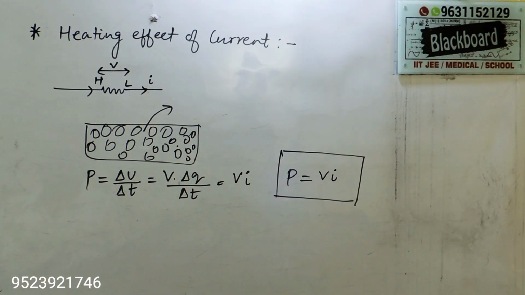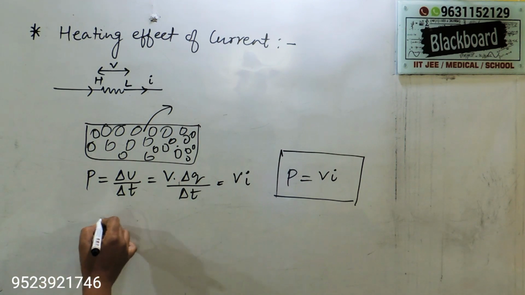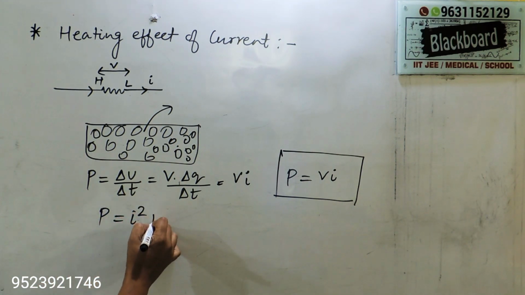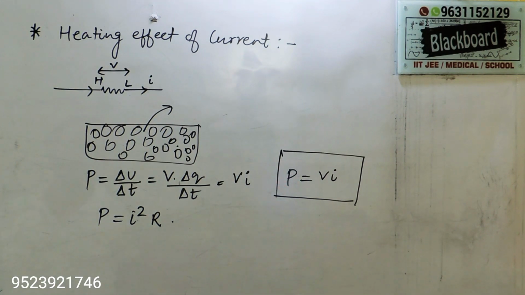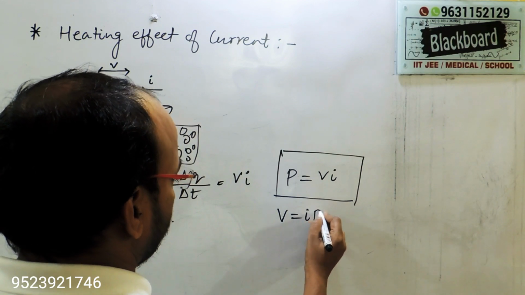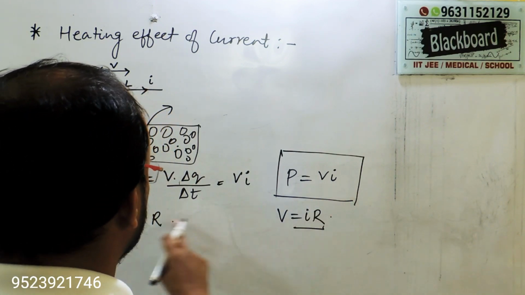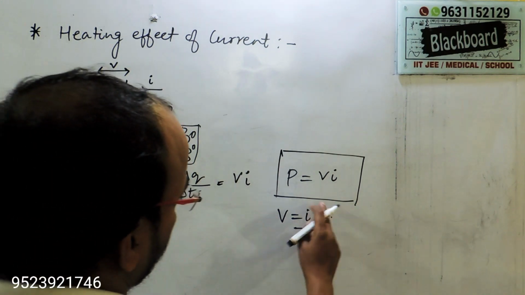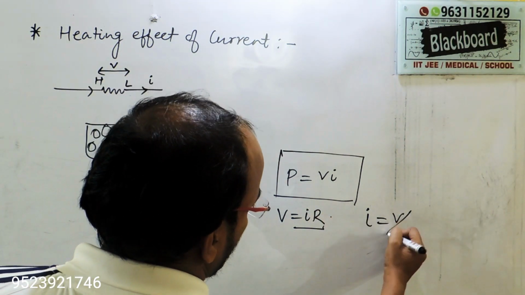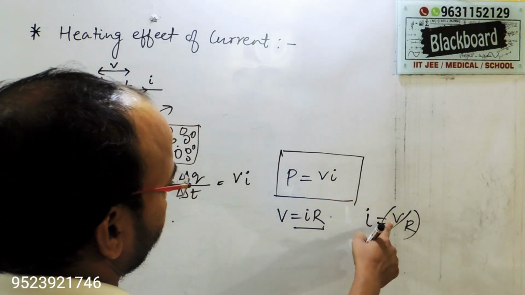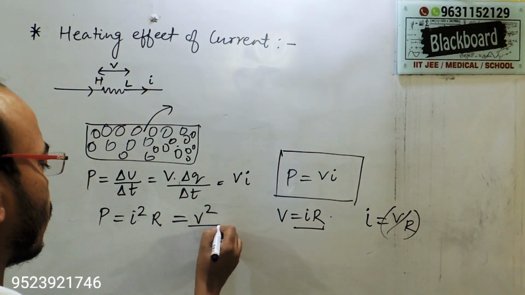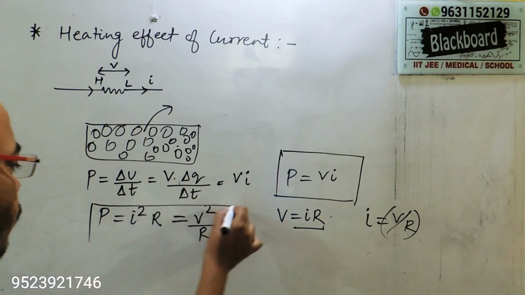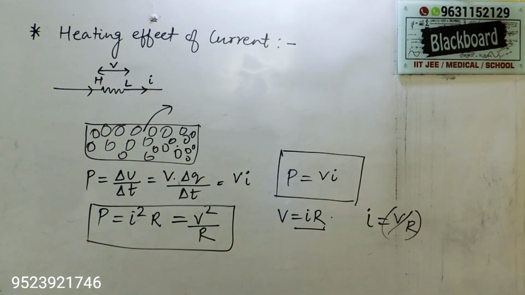With the help of Ohm's law, this can be written in the form P equals I square R. From P equals VI, V equals IR, so put the value of V here: that means I square R. And if you put I equals V by R, this will be V square by R. This is the formula in terms of potential, and this is the formula in terms of current.